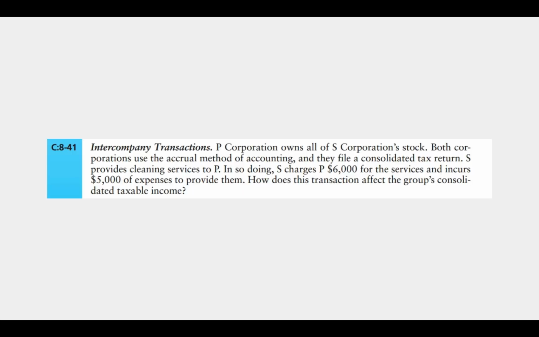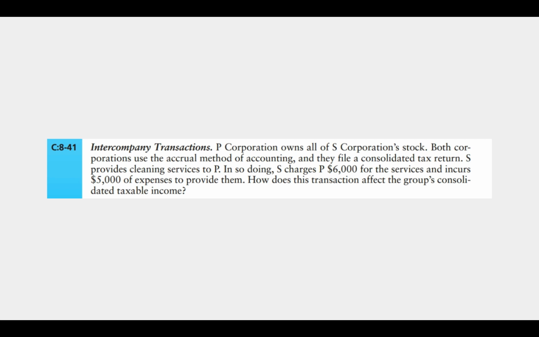Next, we have P Corporation owning all of S Corporation's stock. Both corporations use the accrual method of accounting, and they file a consolidated tax return. S provides cleaning services to P. In doing so, S charges P $6,000 for the services, and incurs $5,000 of expenses to provide them. How does this transaction affect the group's consolidated taxable income?